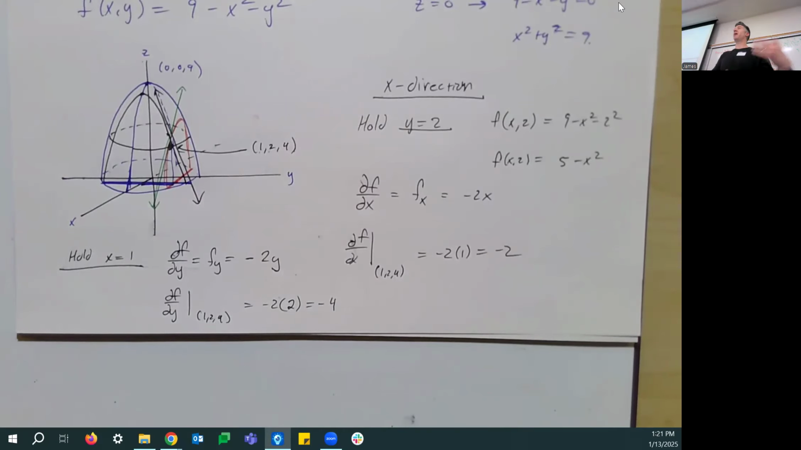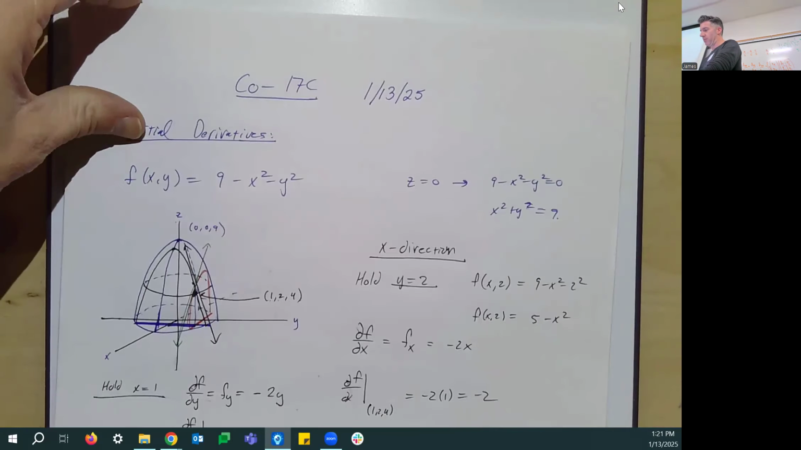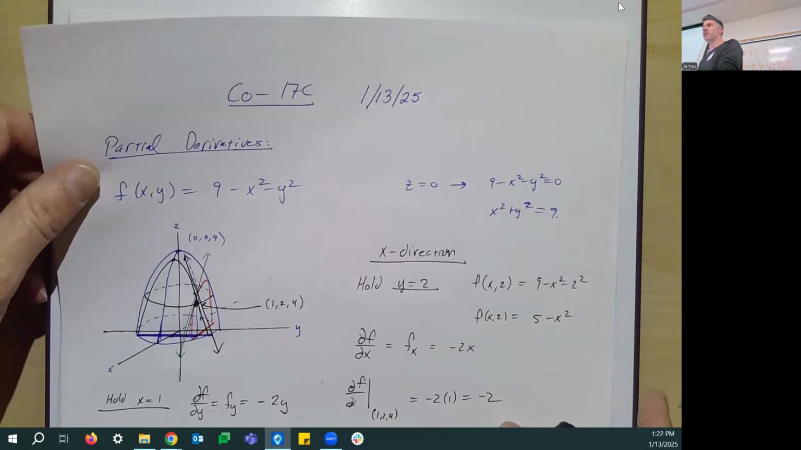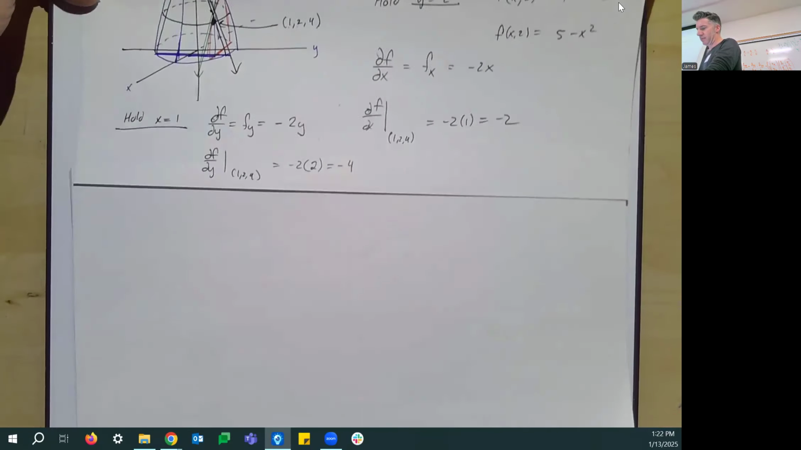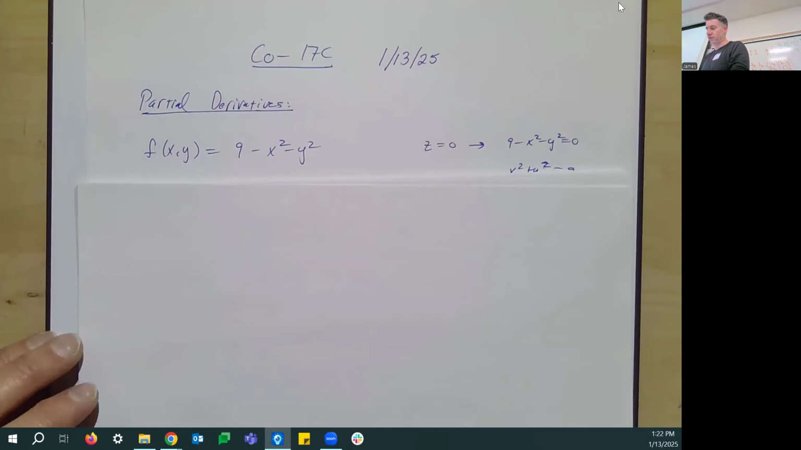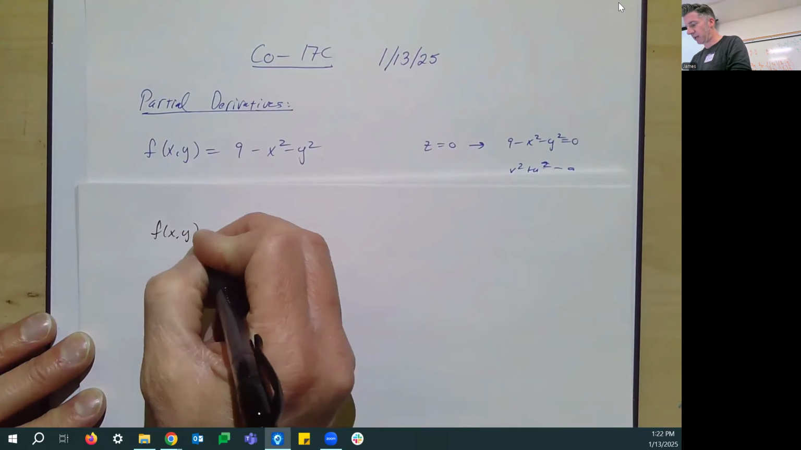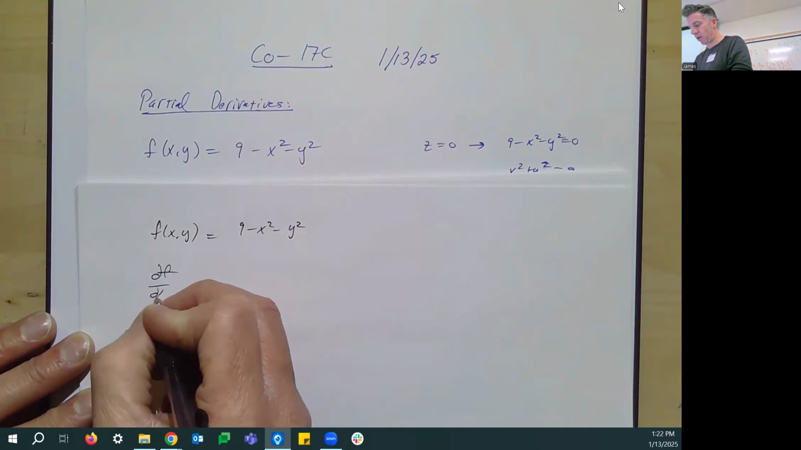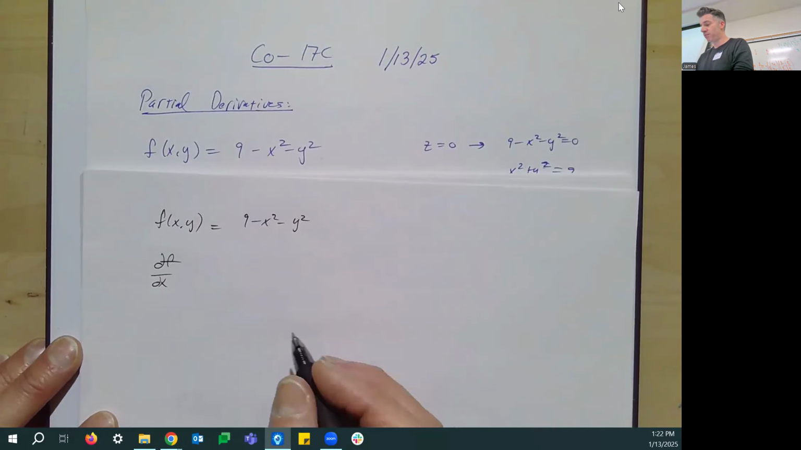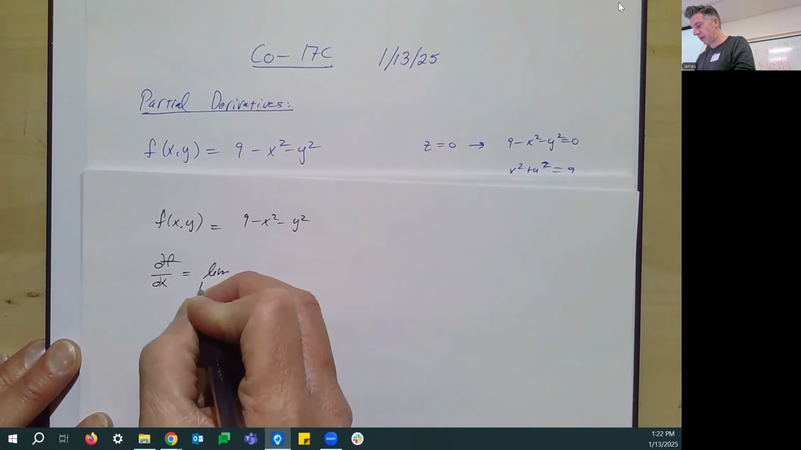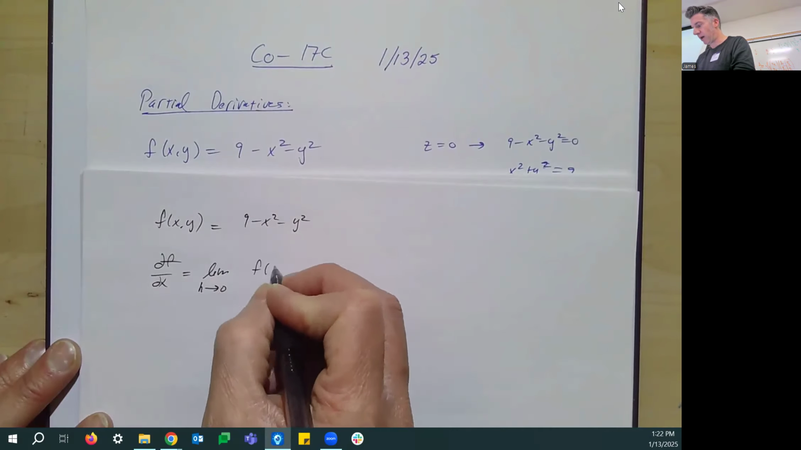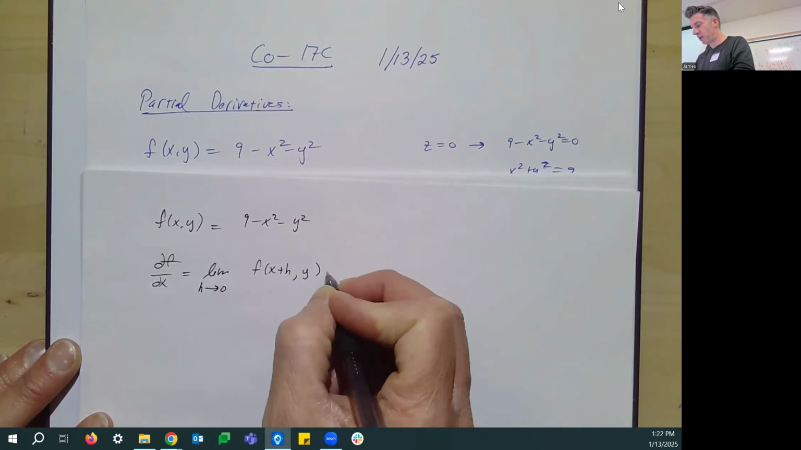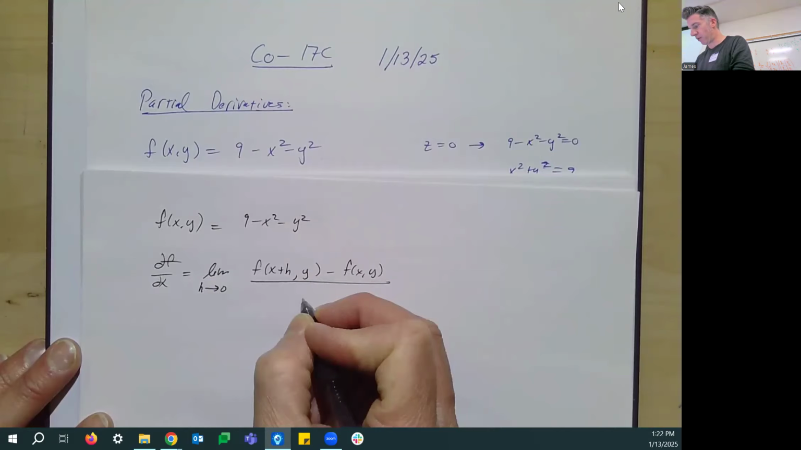Okay. There is a definition of a partial derivative. He briefly talked about it in class for just a second. If you wanted to do it the long way, which you should never really do, and find, say, for this function, the partial with respect to x using the limit definition, it's the limit as h approaches 0 of f of x plus h, comma y, minus f of x, comma y, over h.